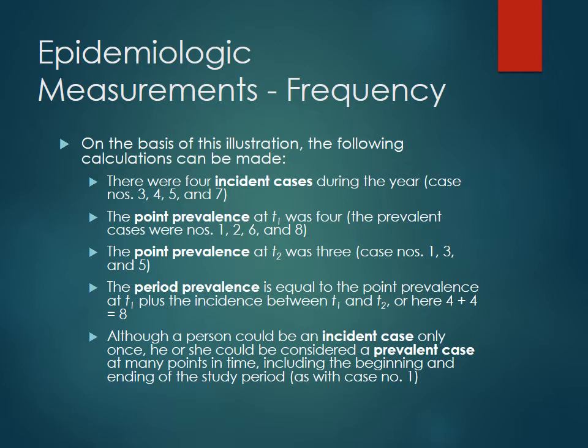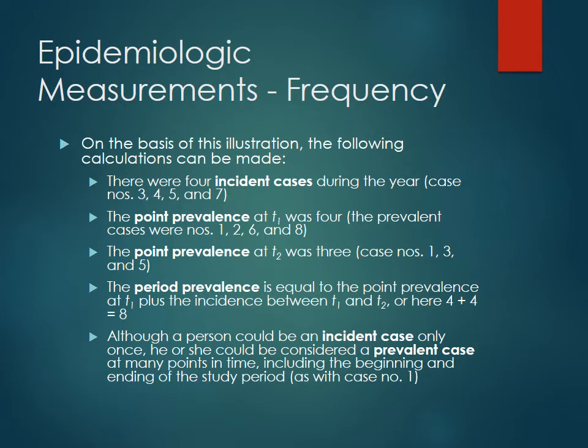So on the basis of the illustration, you can make the following calculation. If we were looking at the incident cases, these are cases of new incidence of the condition. You would start at T1 and see any new conditions that started as you move forward during that time period. In this case, it would be 3, 4, 5, and 7. That make sense? The new incident cases.